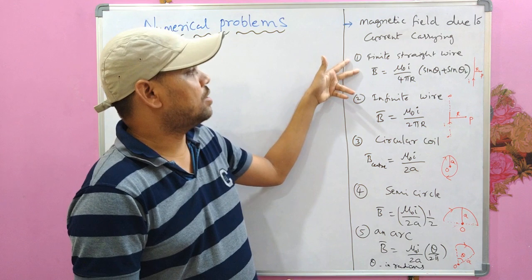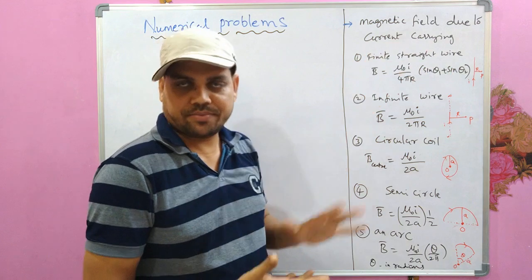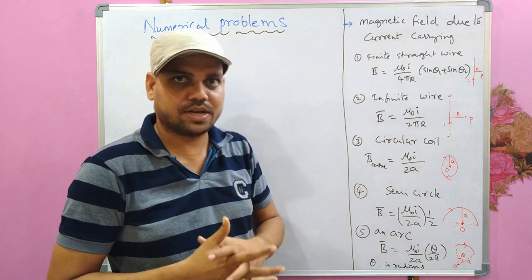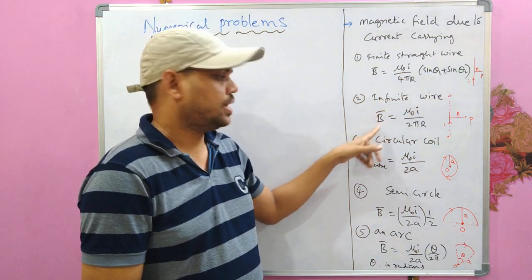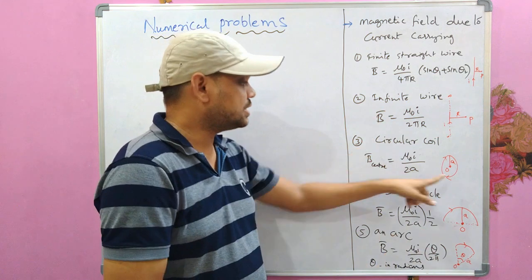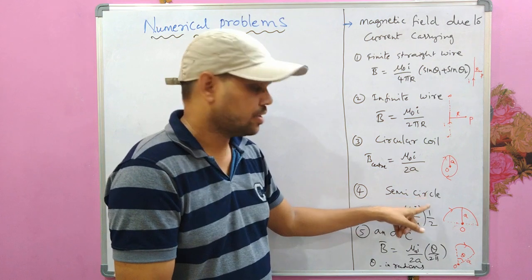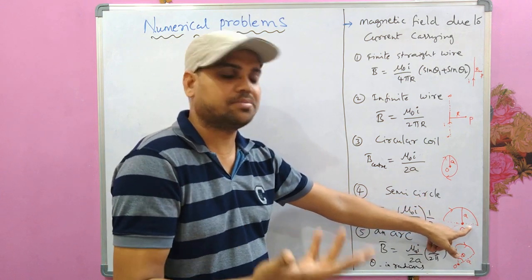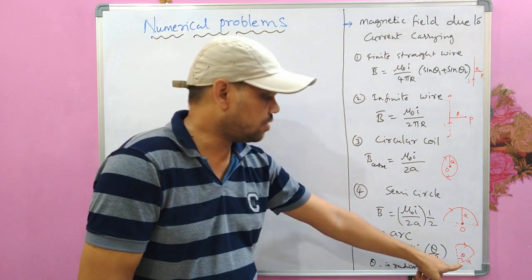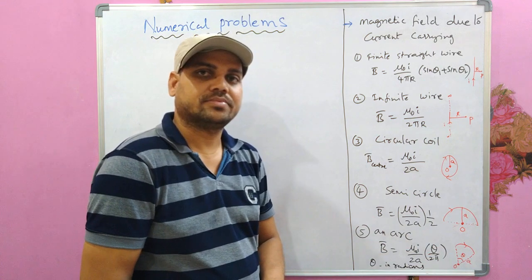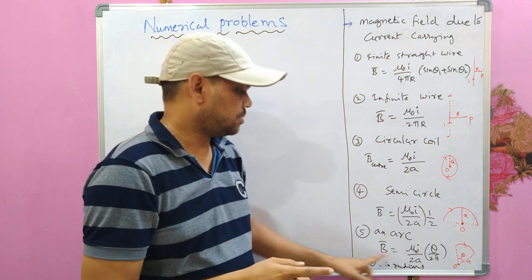This is the formula for magnetic field produced due to current carrying finite straight wire, which was discussed in one of my previous video lectures, and this is due to infinite wire, and this one is due to circular coil, that too at the center of that, and this formula is due to semicircle at the center of that semicircle. What is the magnetic field? This formula. And the last one, the magnetic field at the center of an arc, on small part of the circular coil. So what is the magnetic field?